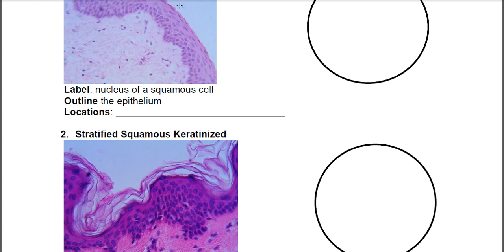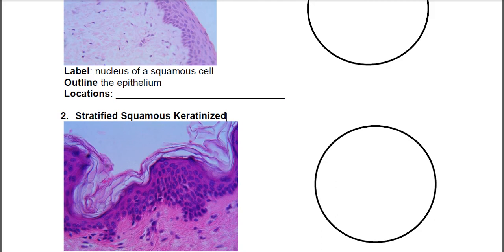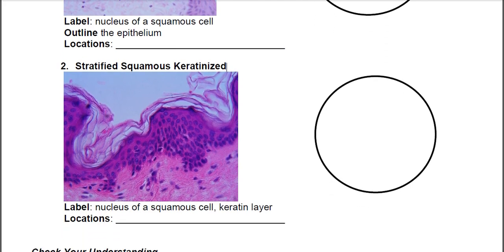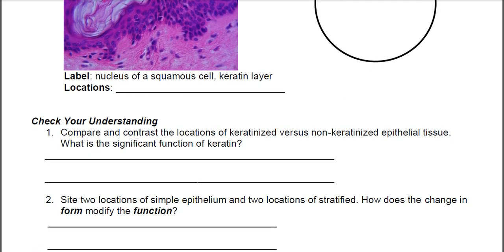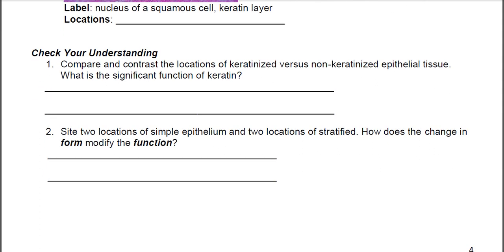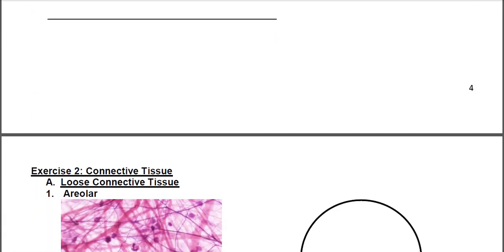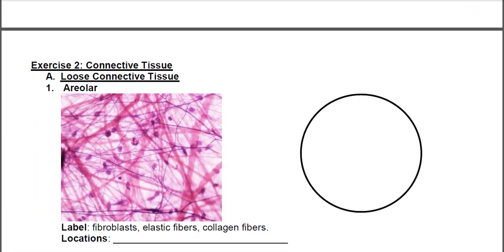This one is non-keratinized because it does not have keratin. Keratin forms kind of a hard protective layer or shell on the outside of this epithelium. Got some questions for you to answer. Then we move on to connective tissue.